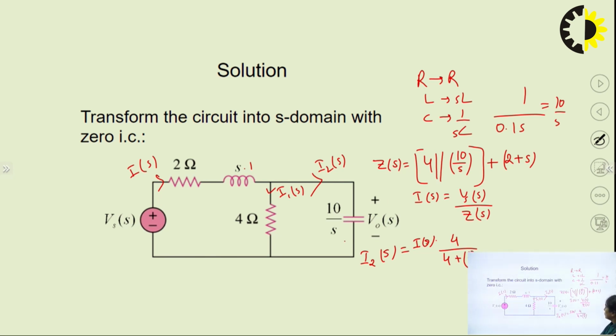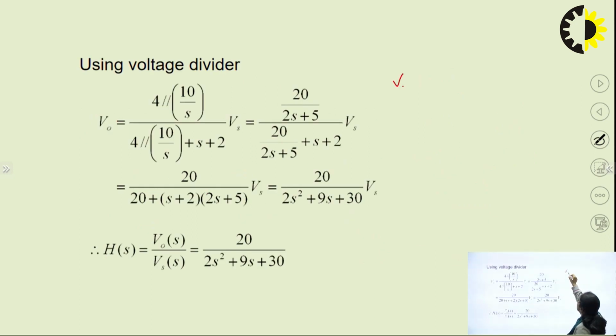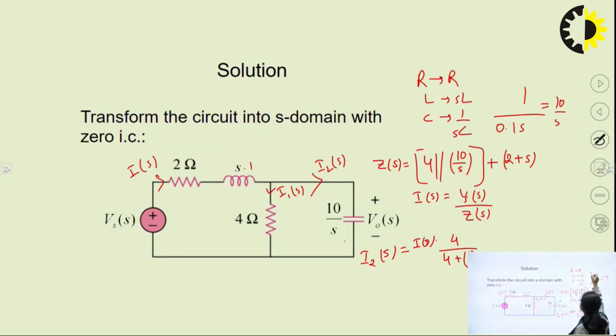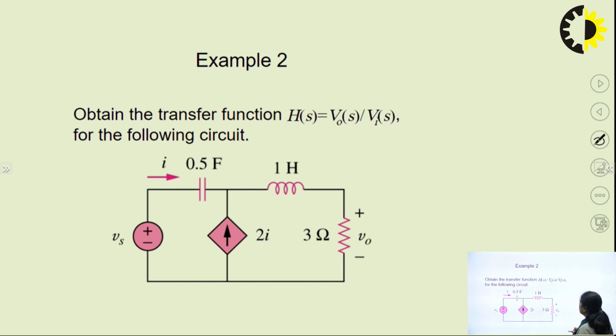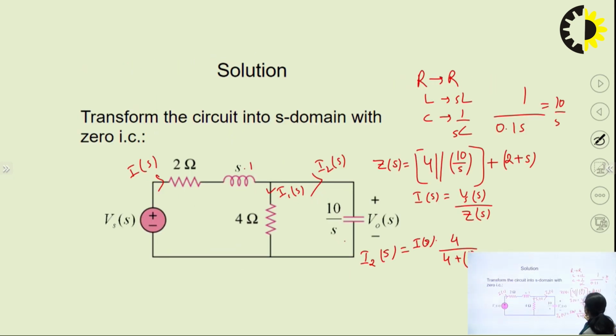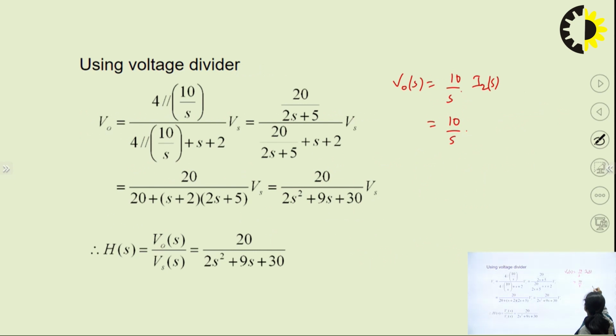So now you need to write this value. And what is V naught s? 10 by S into I2s. So V naught s is 10 by S into I2s. Now you just keep the value of 10 by S, and what is I2s? Is into 4 divided by 4 plus 10 by S.